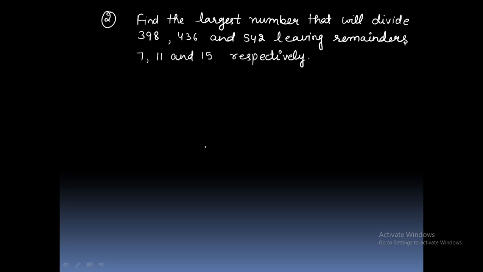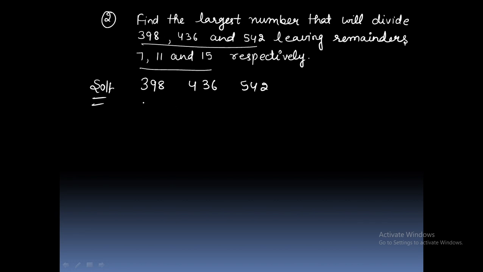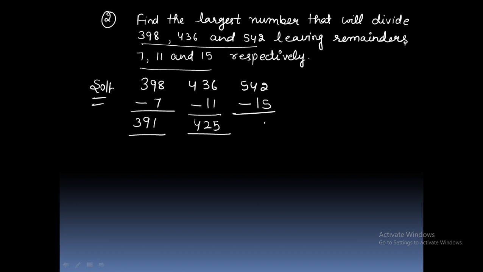Now second question: find the largest number that will divide 398, 436, 542, leaving remainders 7, 11 and 15. For solving this question, first of all we have to subtract these remainders from these values. 398 minus 7 we get 391. 436 minus 11 we get 425. 542 minus 15 we get 527.